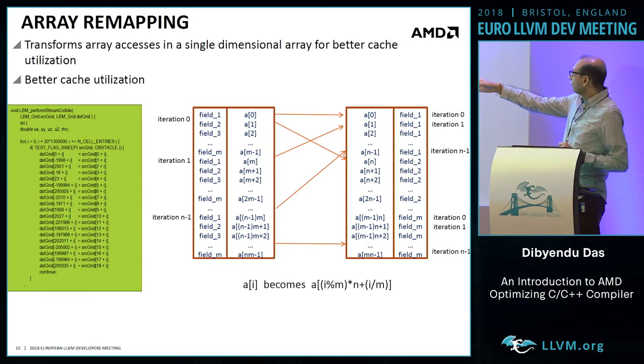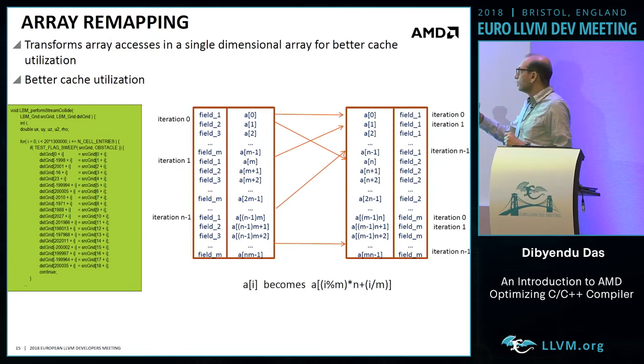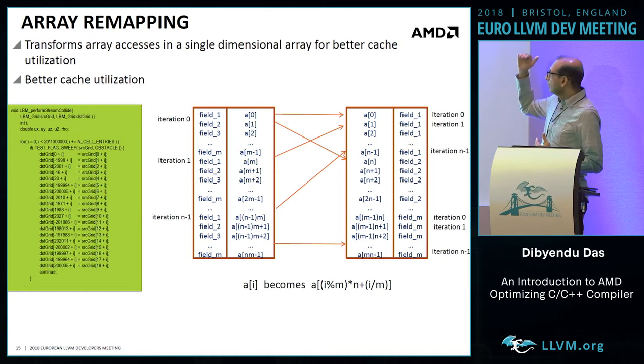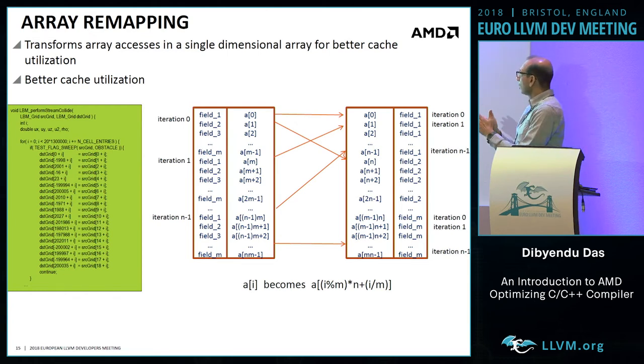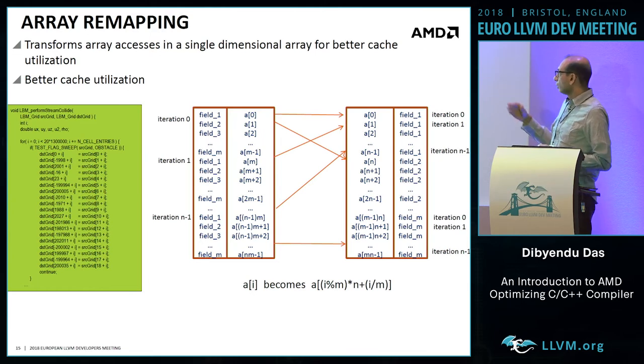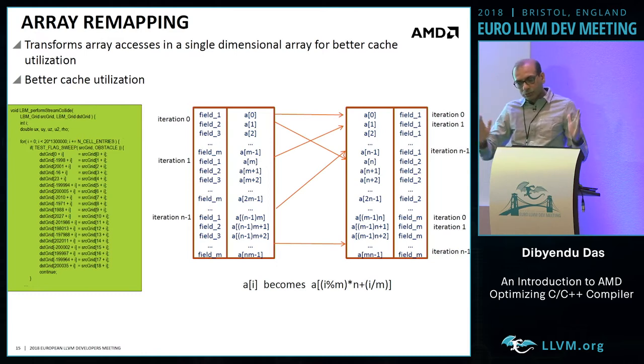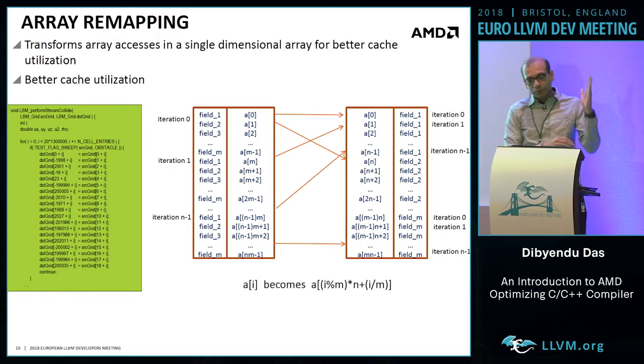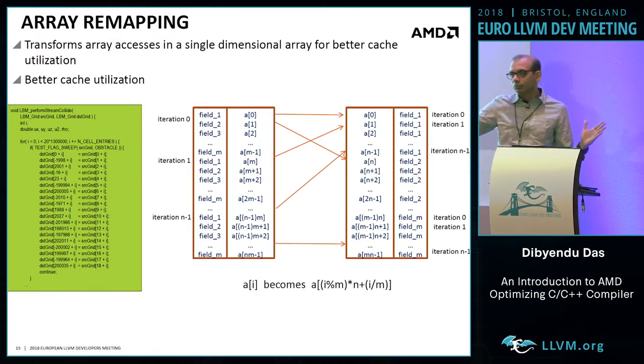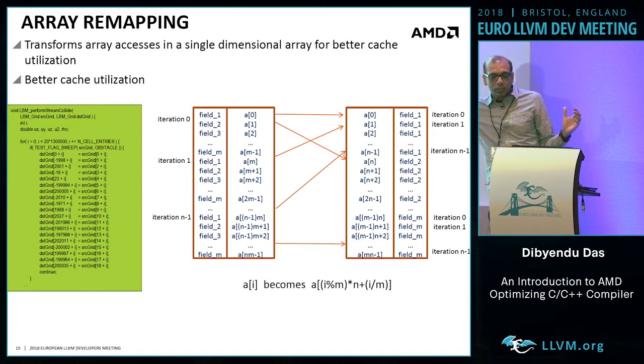So if you look at the left-hand side, what it tries to do is, if you are accessing certain fields or certain data in separate iterations, for example, in iteration zero you are trying to do field 1, 2, 3 and all that, and they are actually separated in memory. So what will happen is you access field 0 and then you go all the way up, field 1, all the way up, field 2, and you'll have a lot of cache misses and a lot of TLB misses.